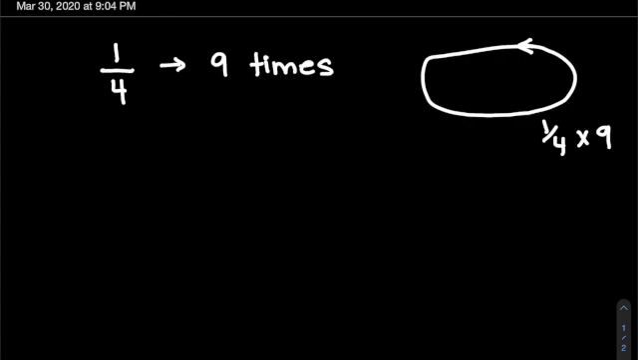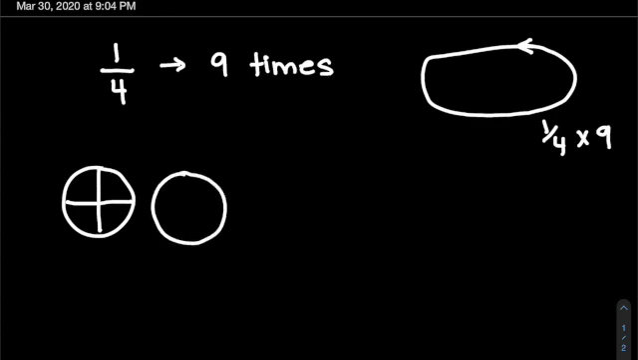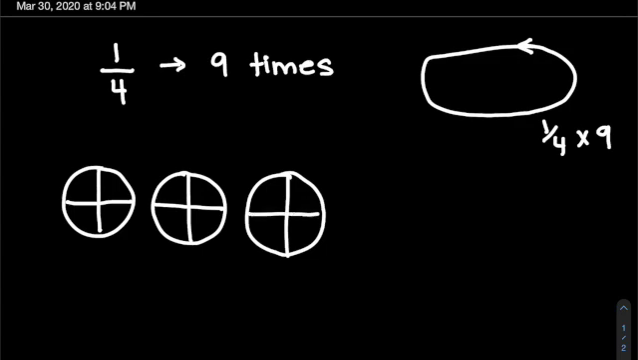Well, for me, the best way is to figure out how to draw a model. So I would make a model of this. I would make a circle and divide it into fourths. And I would make another circle and divide it into fourths, because I want to make sure that I have enough fourths to figure out 1/4 times 9. So I'm just going to do 4 circles to be safe.